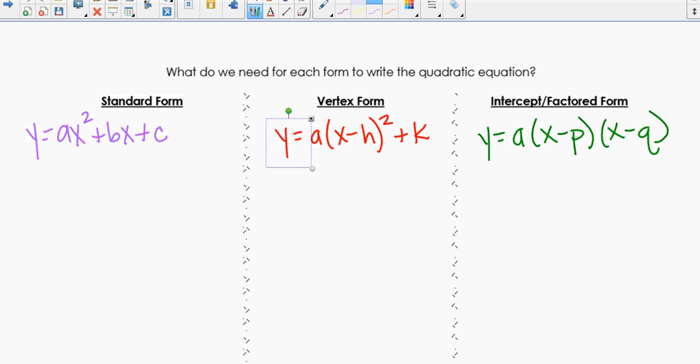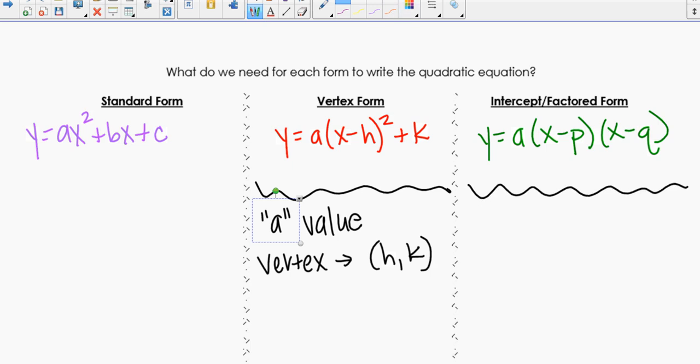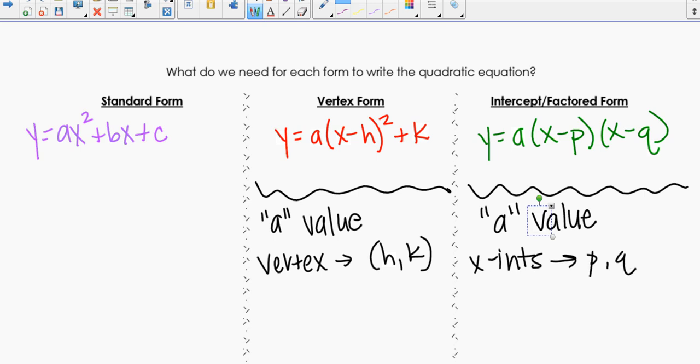All right, so you guys, what do you need for each one? Let's start with vertex form. I'm going to come back to standard form at the end. We obviously need the value of a. Okay. And then you need the vertex, which will tell you h and k. Over here, for intercept form, we need the a value. Okay, and then you need the x-intercepts. That will tell you what p and q are.